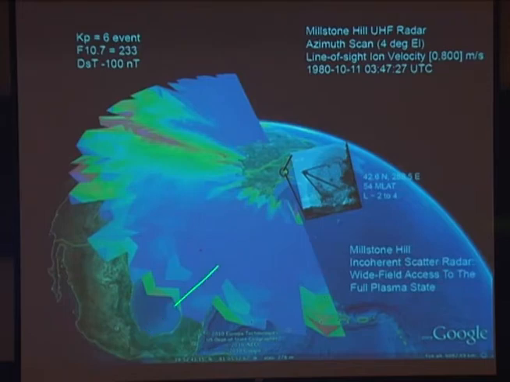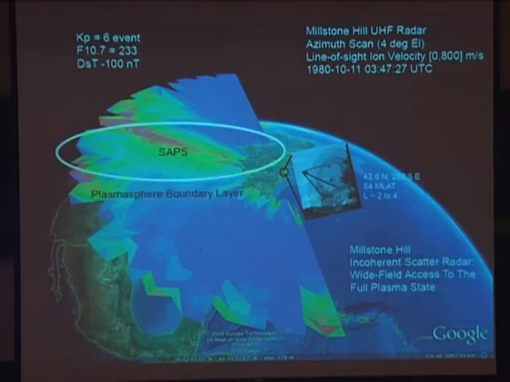So now if I plot, instead of electron density, the line of sight ion velocity from 0 to 800 meters per second, that's blue to red, now you can see this sub-auroral polarization stream feature, but now we're looking at it in 2 dimensions. This is a low elevation azimuth scan cut. And again, just to label it for the students, this is where that sub-auroral polarization stream is happening. So this is some of the structuring agent.